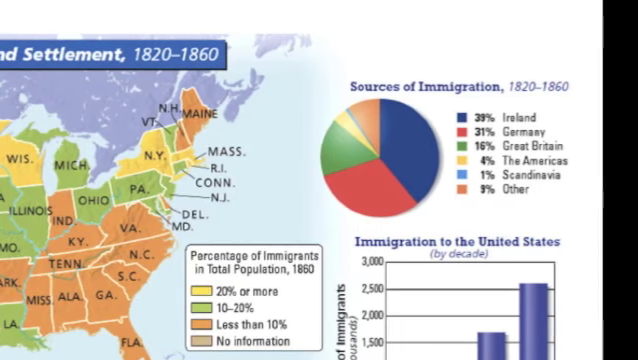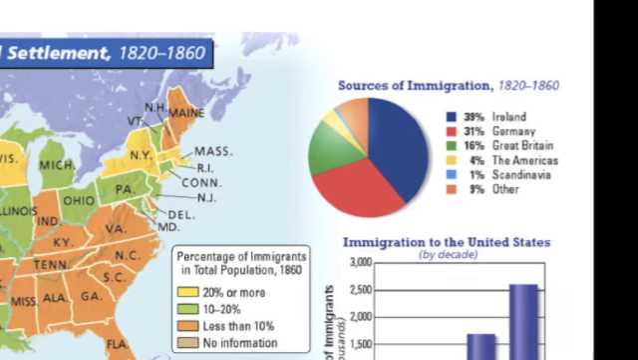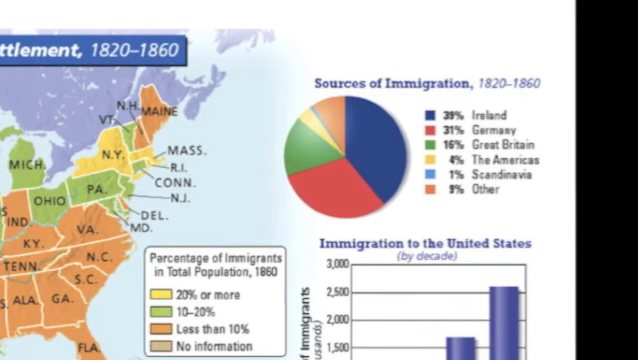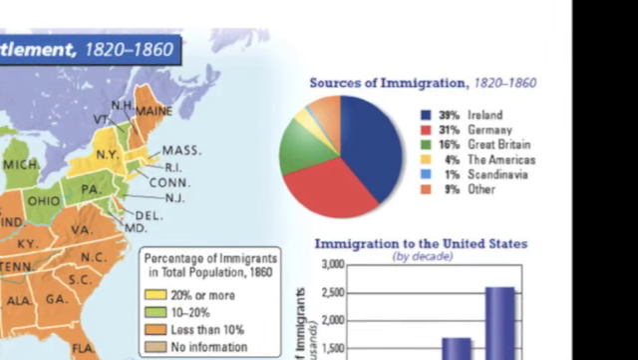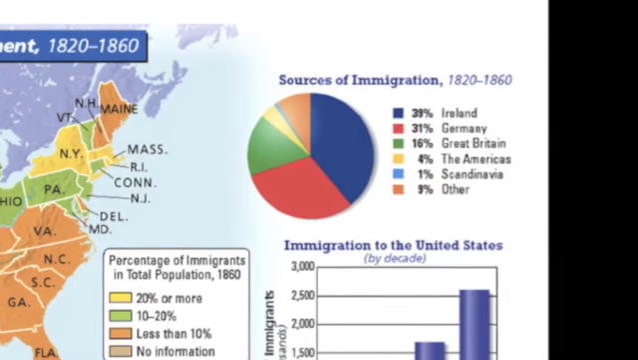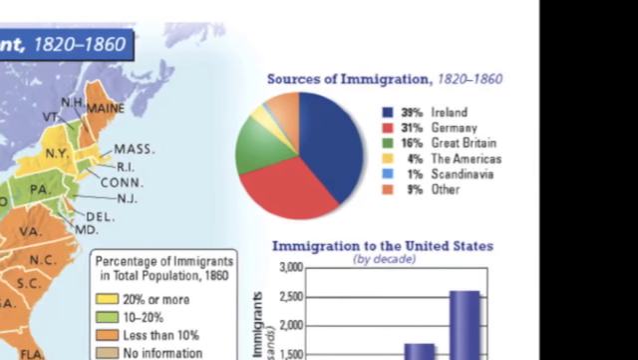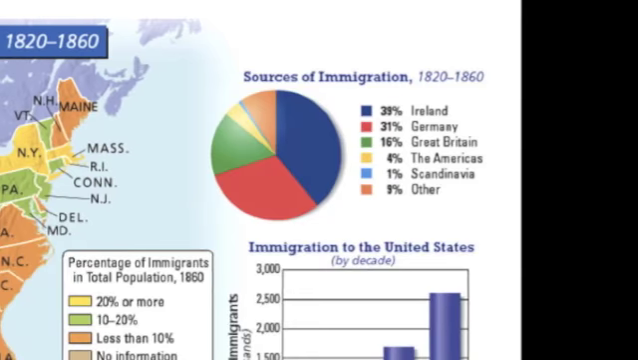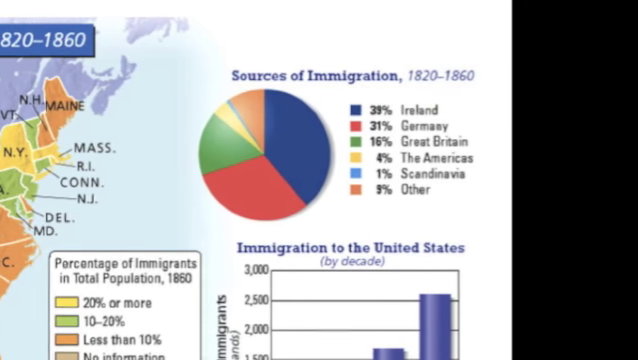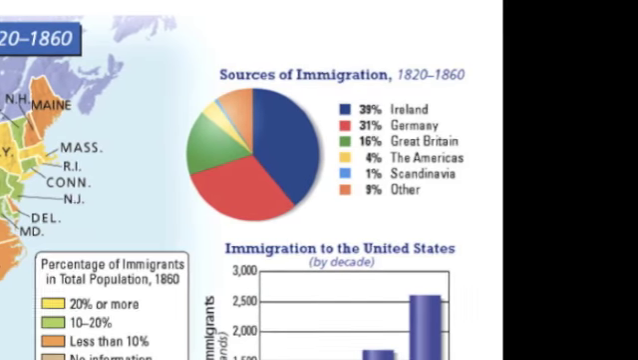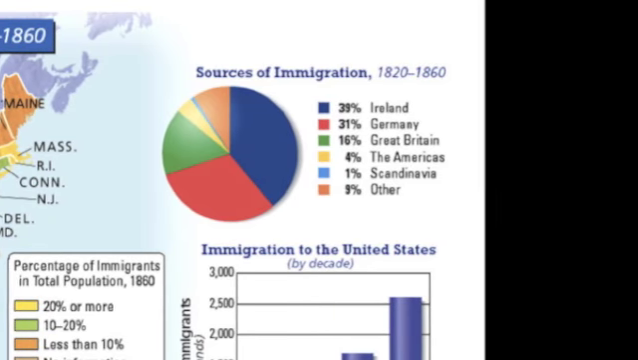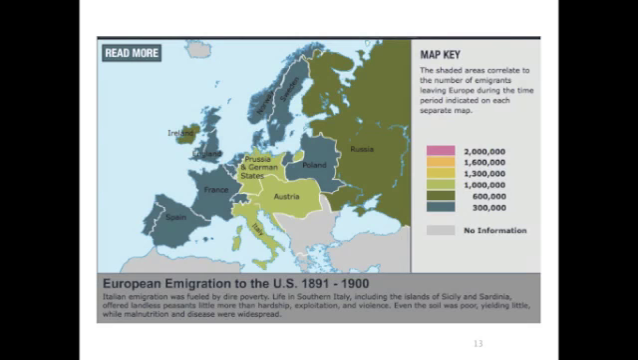Now, if we look at this far right corner of this map, you see a pie chart, and this gives us an idea of where the immigrants were coming from. Okay, we usually call this period the first wave of immigration. So during this first wave of immigration, about 40% of the people came from Ireland, about 30% came from Germany, and about 16% came from Great Britain. Now it's key, most of the immigrants were European. Later on, maybe in a couple of slides from now, we'll discuss a second wave of immigrants coming from different parts of Europe. Okay, so that was the first wave of immigration.